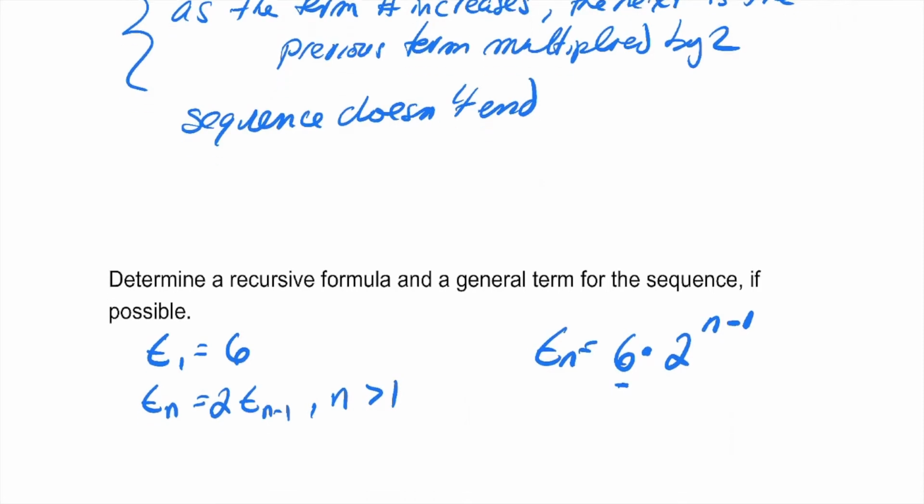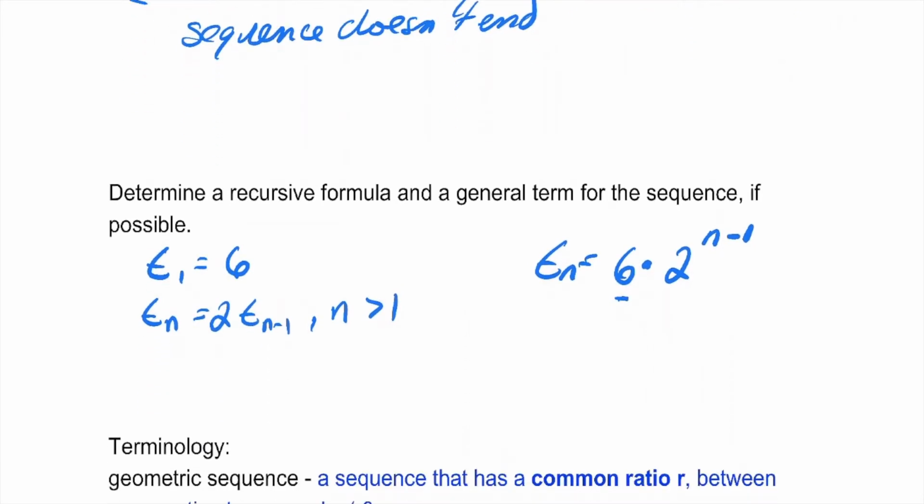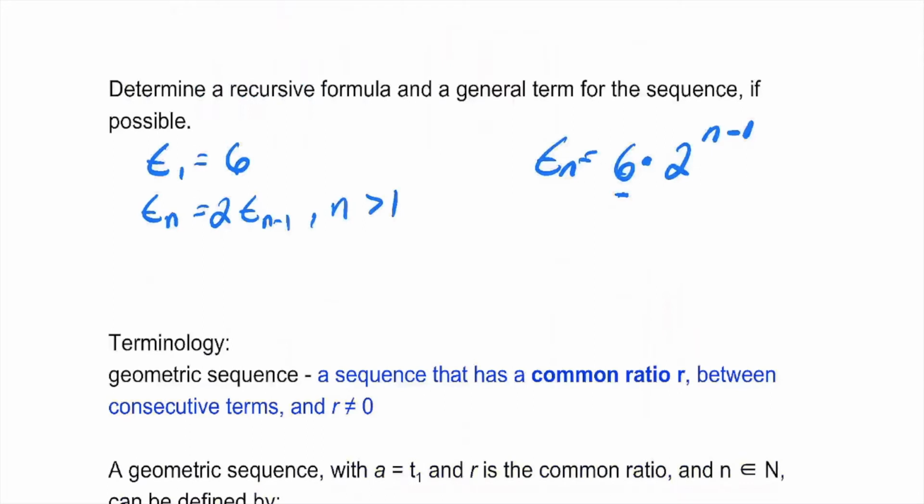So let's look at this in general, of what a geometric sequence is. So a sequence that has a common ratio r. So in other words, you take one term and divide by the other. Sort of like looking at the common difference, we're going to take one term and divide by the previous term to figure out what that ratio is. So there's going to be a common ratio between the consecutive terms, and stating a bit of the obvious, the ratio cannot be 0.